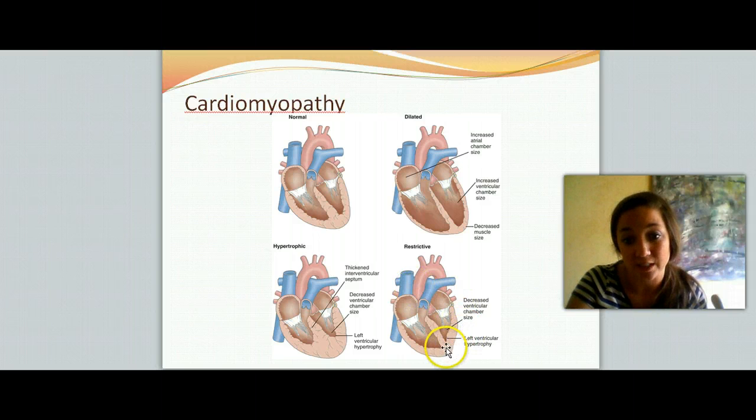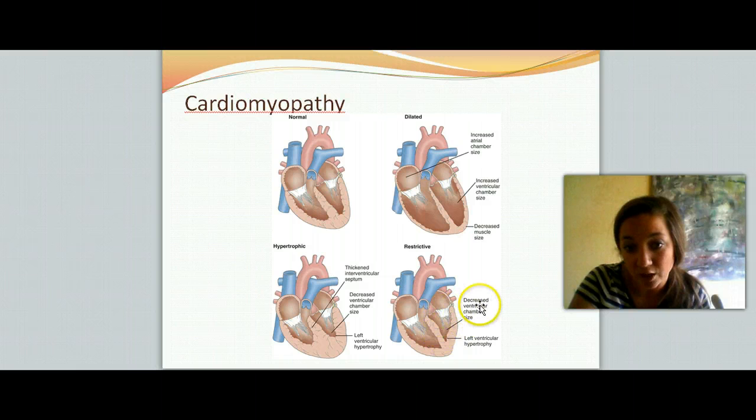And then here's restrictive. You see how it's restricting right here? It's a decreased ventricular chamber size, with left ventricular hypertrophy. See that? It's just restricting that left ventricle. All right.